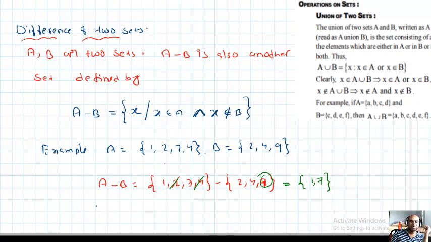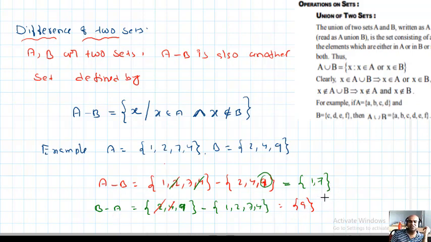For the same problem, sometimes you want to find B minus A. B minus A is 2, 4, 9 minus 1, 2, 7, 4. Now B minus A: from B you want to remove the elements which are in A. 2 is there, we need to remove. 4 is there, we need to remove. What is left in B? 9. So the set {9} is the B minus A. Observe what happened: A minus B is {1, 7}, and B minus A is {9}.